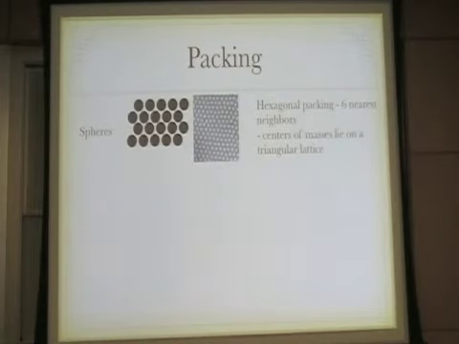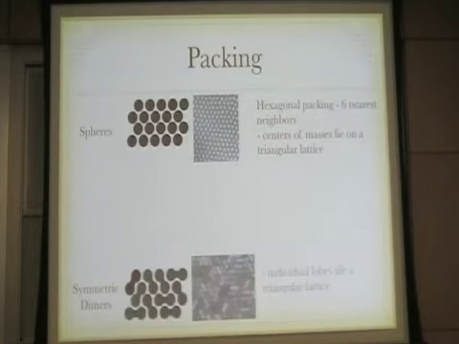Next, we take the next step up and go to symmetrical dimers. In a symmetrical dimer, each lobe looks like a sphere itself. So you can expect each individual lobe to pack, to tile, like spheres. And in fact, we find that they do. The individual lobes of the symmetric dimers do tile a triangular lattice, and that's what Sharon is studying.